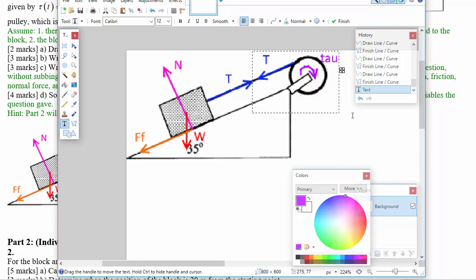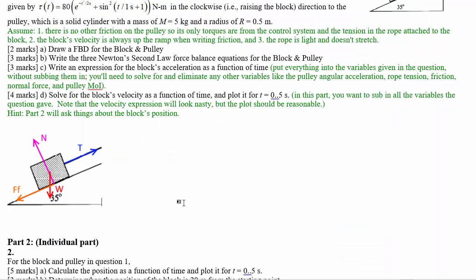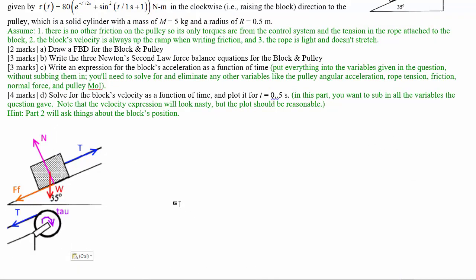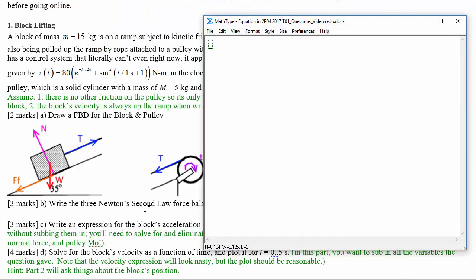Okay, cool. So selecting that, Control C, and then paste that over here. Now we've got our free body diagram for both the block and the pulley. All right, so now we're going to write the Newton's second law force balance equations for the block and the pulley. The net force on the block is equal to its mass, little m, times its acceleration.